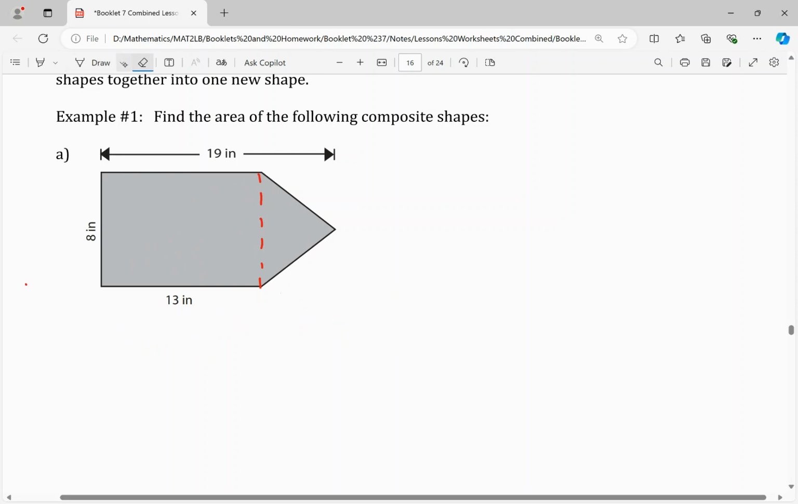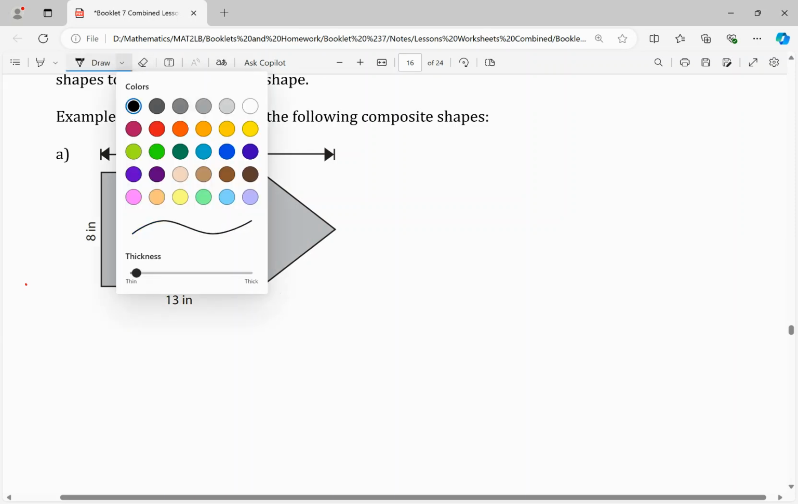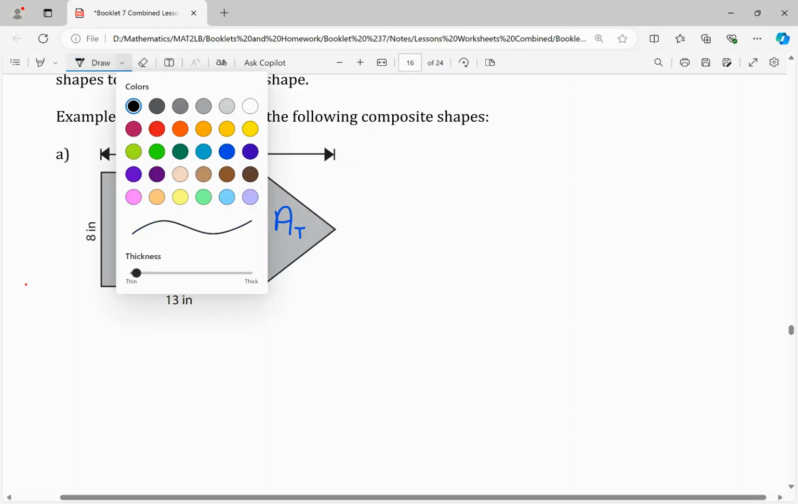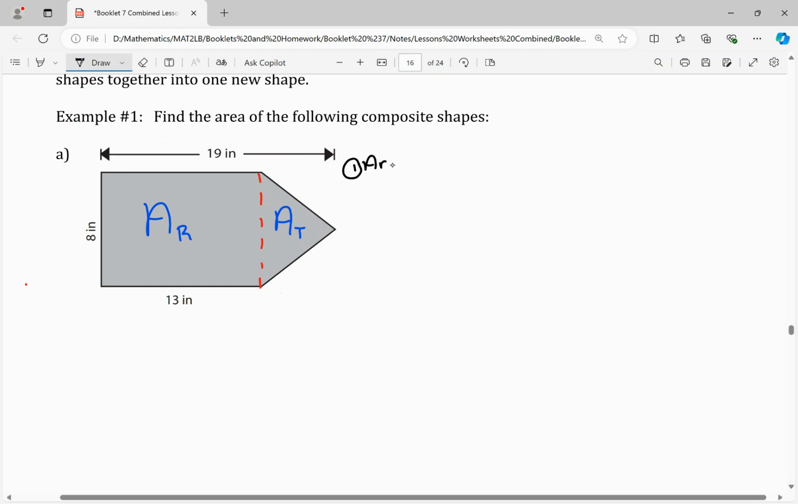So I'm going to erase some of this busyness and replace it with proper form. I am going to write AR in this shape. AR stands for the area of the rectangle. And that allows me to differentiate between this A, which is going to be AT, the area of the triangle. So let's start by finding the area of the rectangle.